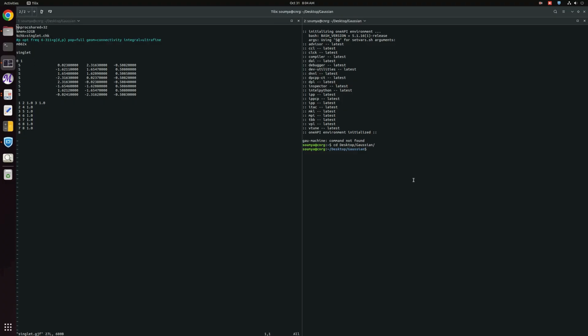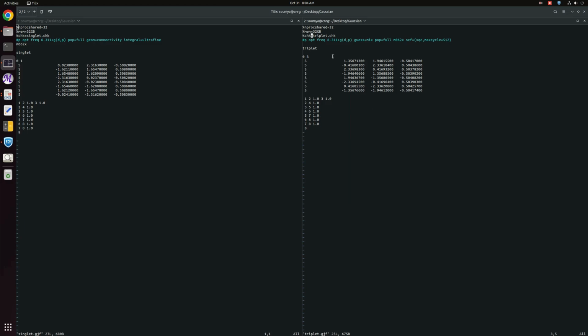If I open the triplet state, the only change is that the charge is the same, but the multiplicity here is 3, which means it is the triplet state. Sometimes while calculating the excited energy state, when we go from singlet to triplet, we also face some kinds of issues.